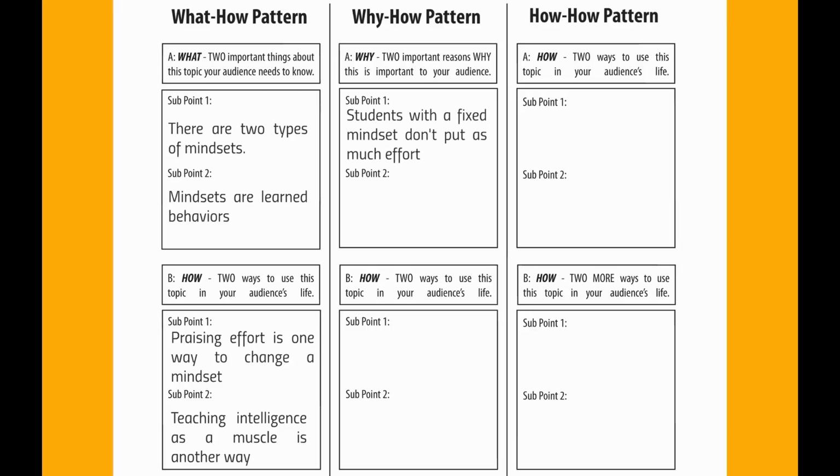Well, I might say that students with a fixed mindset don't put as much effort into their work, and students with a fixed mindset will actually cheat to avoid looking stupid, especially to their instructors. And so what's cool about this is now my audience, if they know what mindsets are, but they don't know why it's important to them, again, I'm talking to educators, then they're going to be like, oh, that actually engages me. Wow, I can totally see students cheating so they don't look stupid.